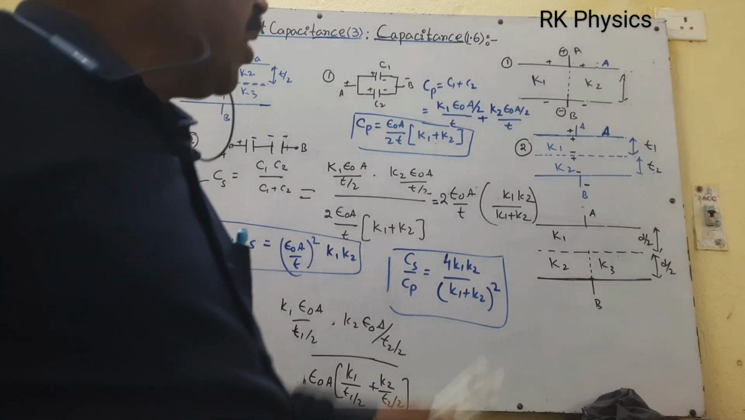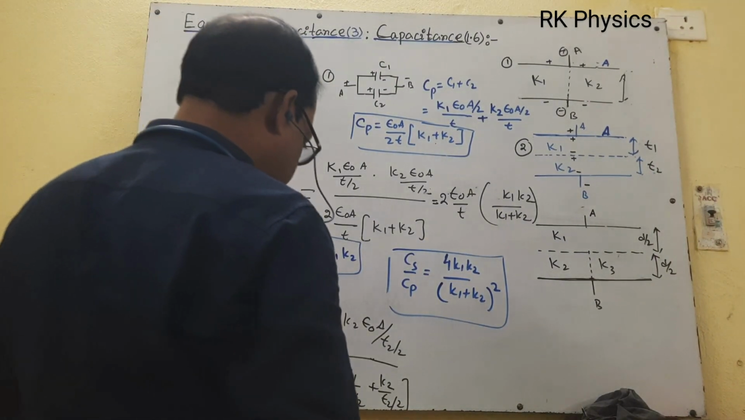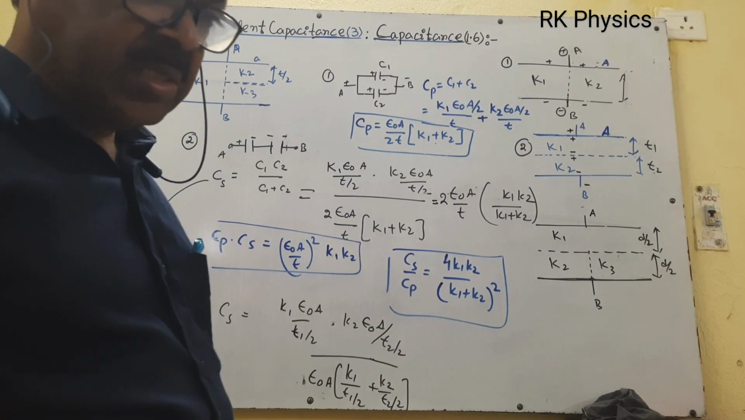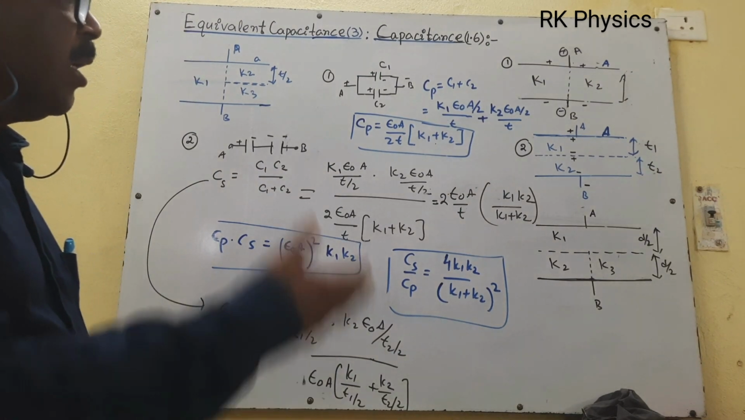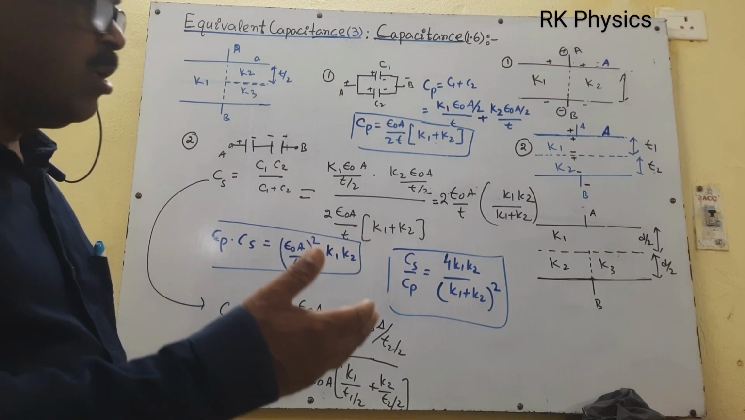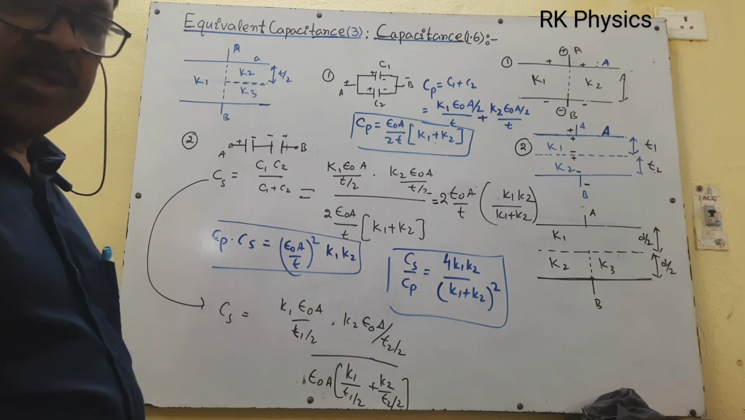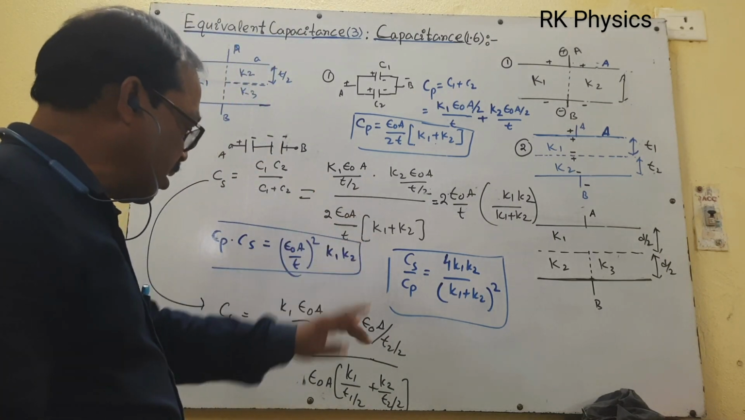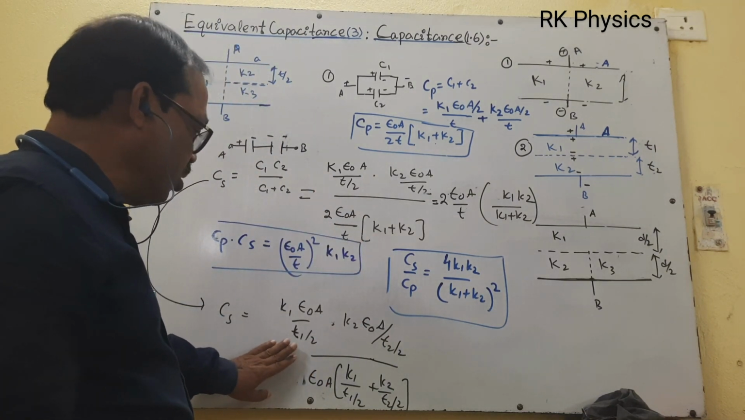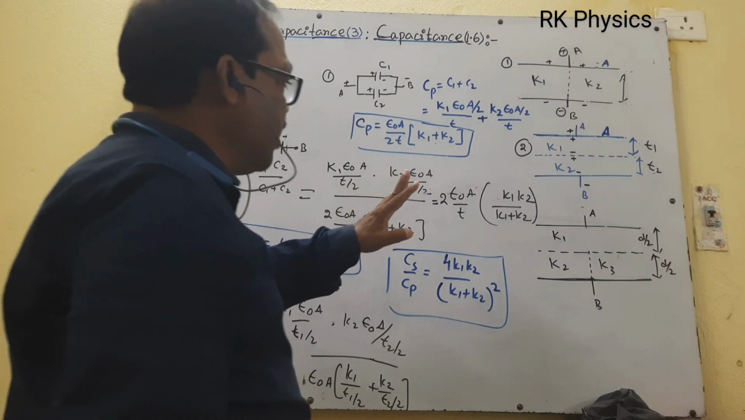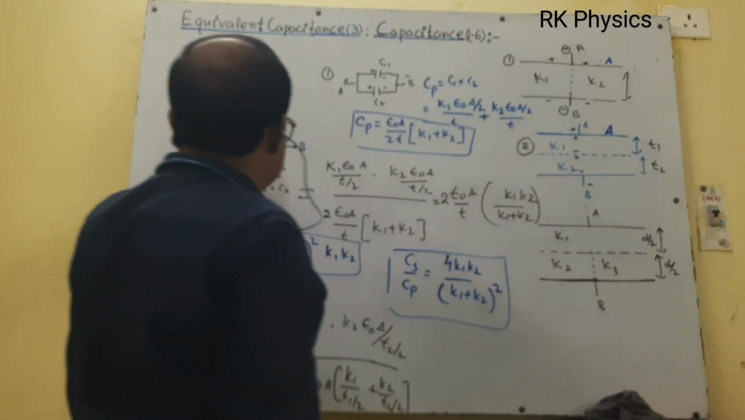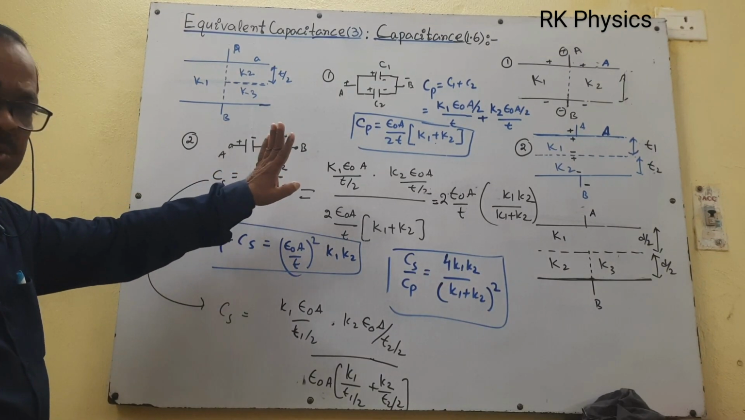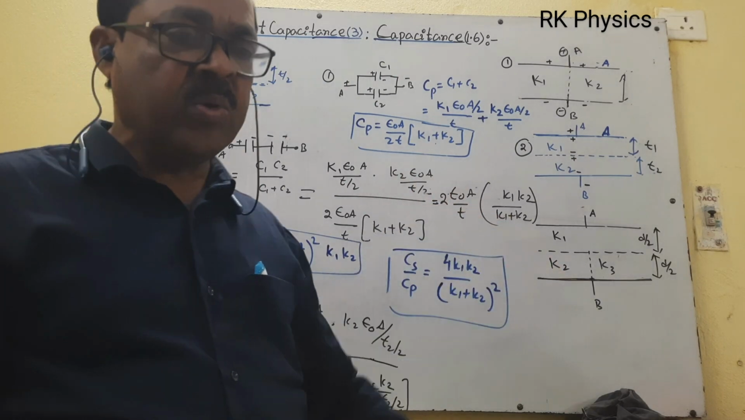That means if it is not divided into equal halves, you can take one section thickness as T1 and another section thickness as T2. So maybe T1 is T by 3 and T2 is 2T by 3. That is, the first is 1/3 part, the second is 2/3 part. If data are given, you put these values into this equation. So first take the equivalent circuit, then find C1, C2, then substitute, whether they are equally divided or unequally divided.